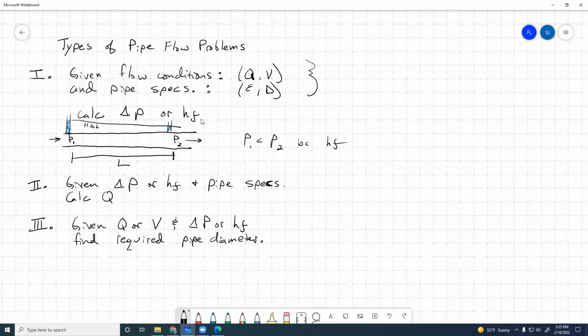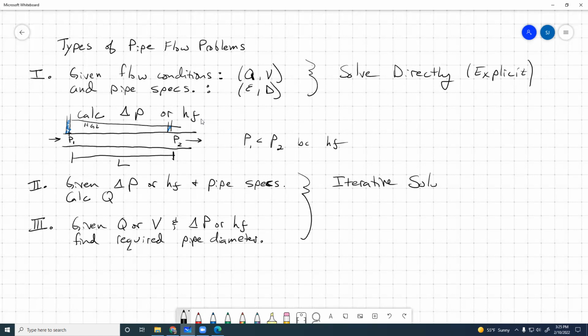So this first problem right here, we can solve directly. It's an explicit solution. It's just plugging and checking. These two problems have iterative solutions. Because, as we'll find out when we do an example in a minute, calculating the flow rate is based off of some energy loss, and that energy loss is based on the flow rate. So we'll show how to do that together.